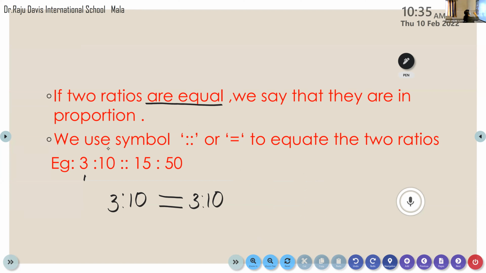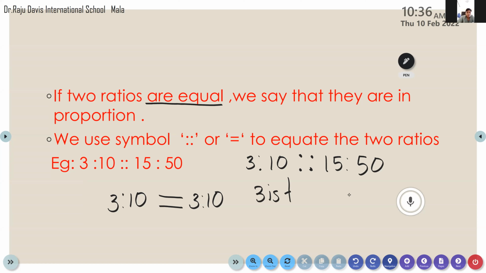Which are in proportion? These two ratios. Which are the two ratios here? 3 is to 10 and 15 is to 50. Either we can write like this, they are equal, or we will put the symbol. Ma'am, how will we read? Ma'am, we can put the symbol or equal to also, because here this one or this one. So how to read this? 3 is to 10 as 15 is to 50.